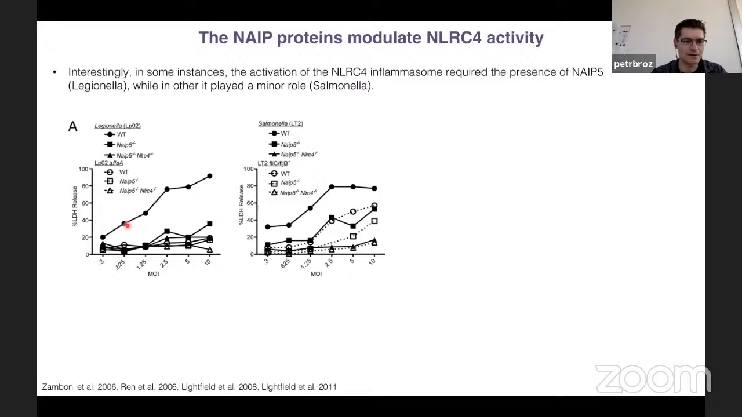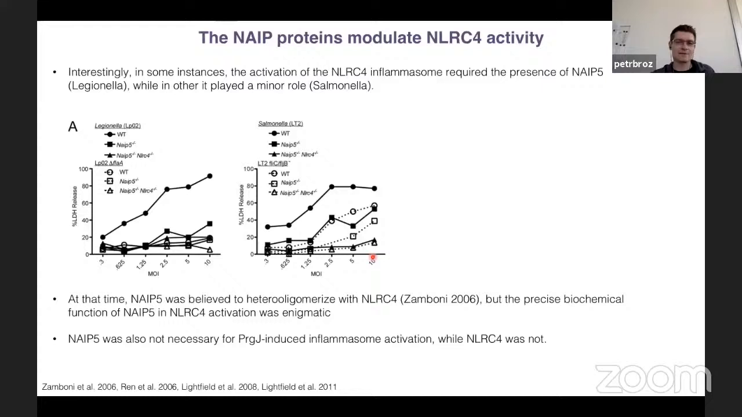So wild-type macrophages infected with Legionella die. They release LDH, so they die by pyroptosis. The NAIP5 knockouts do not, and the NAIP5 and NLRC4 knockouts do not either. However, this NAIP5 protein was only partially required during Salmonella infection. The wild type dies here. The NAIP5 knockouts also eventually die, the curve will go up, and the NAIP5 and NLRC4 knockout will stay flat, as shown here. So this suggested that NAIP5 plays an important role in the context of some pathogens, but not with all pathogens, and that it's required for NLRC4 activation.